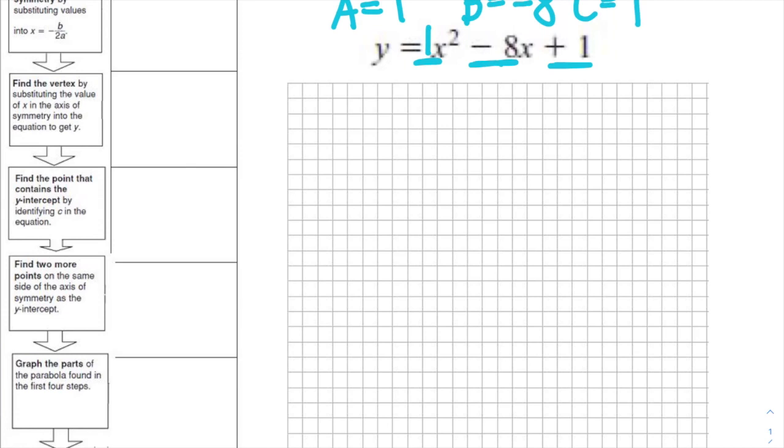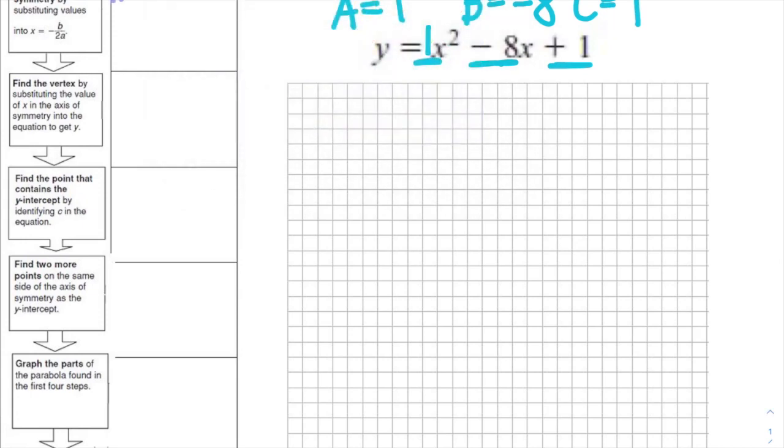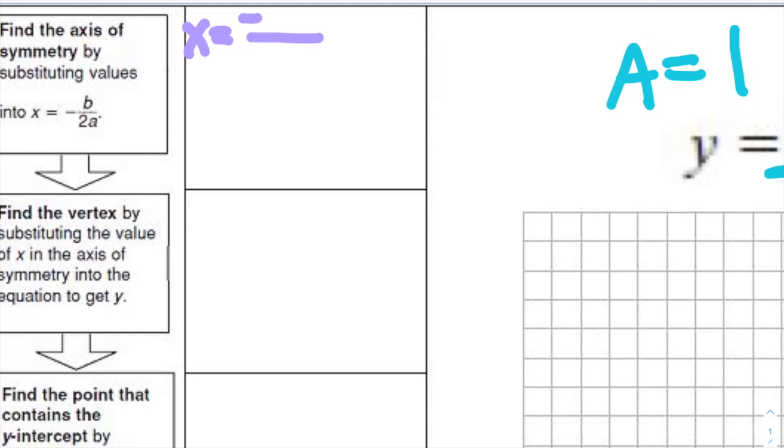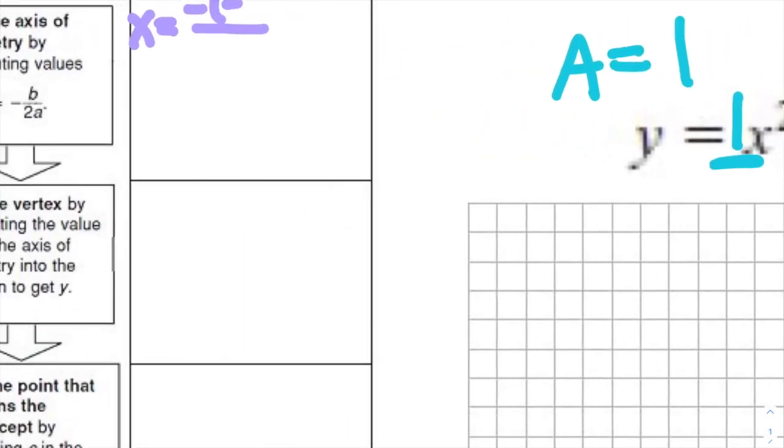Now that we have all of those, we can go through our steps. The first one says, find the axis of symmetry by substituting values into x equals negative b over 2a. So we have x equals negative b. b was negative 8.